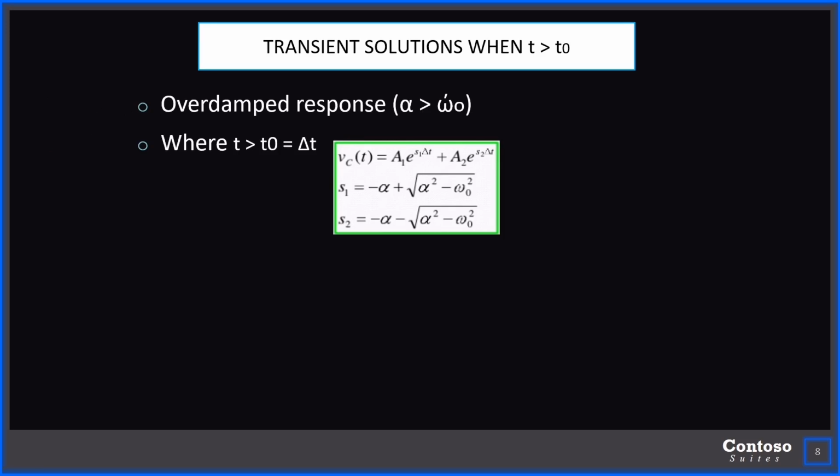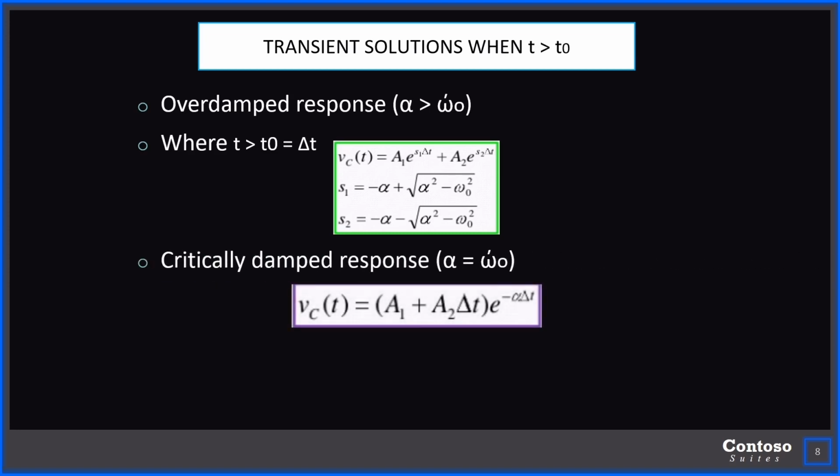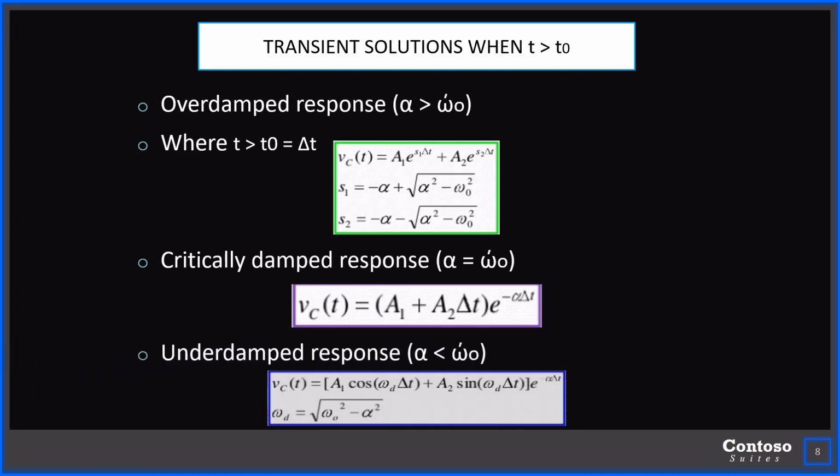Okay, this is the example of transient solution when t is greater than t0. We have three conditions about this topic. First, overdamped response. Second, critically damped response. And third, underdamped response. Overdamped response will occur when alpha is greater than omega naught. Critically damped response will occur when alpha is equal to omega naught, and underdamped response will occur when alpha is less than omega naught.